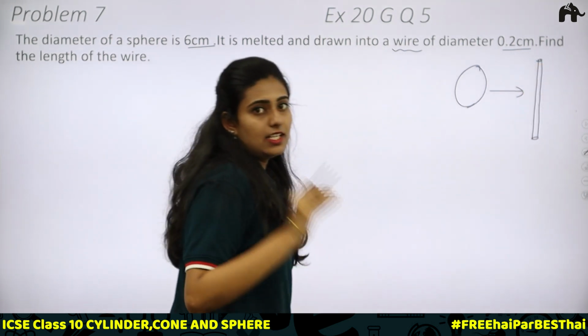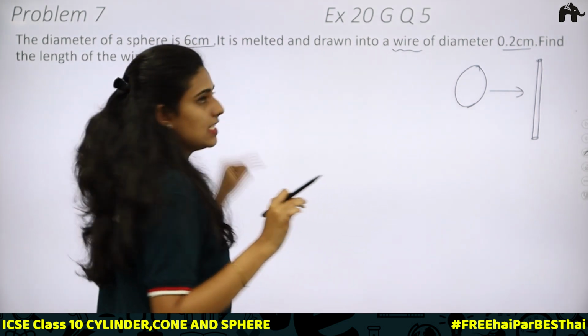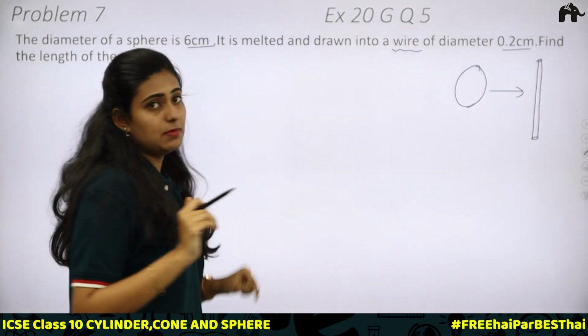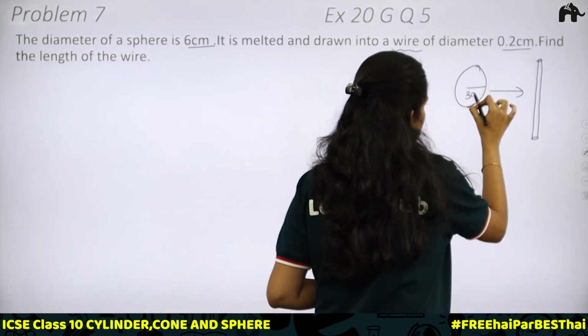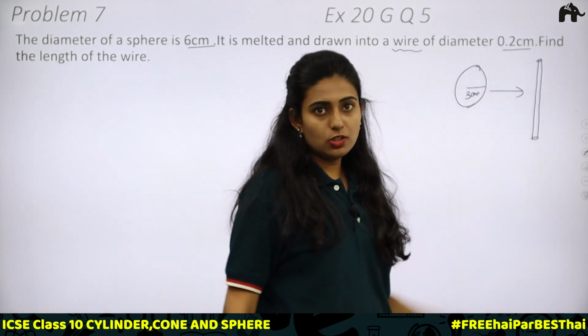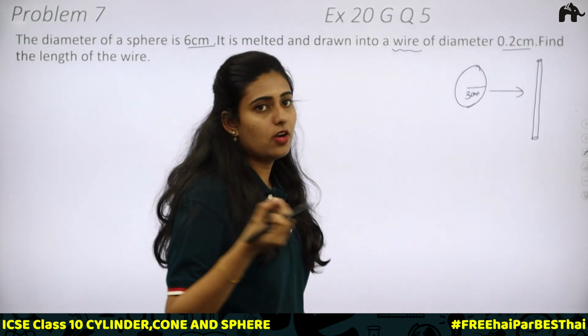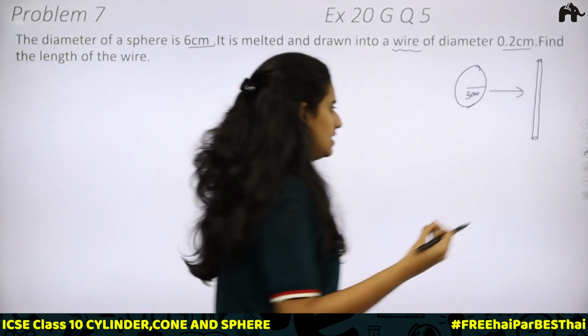Okay. So wire is a cylinder. Remember this point. Given the diameter of the sphere is 6 centimeter. If diameter is 6 centimeter, what is the radius? Radius will be 3 centimeter. Okay. Into a wire of diameter 0.2 centimeter. If diameter is 0.2 centimeter, then radius will be equal to 0.1 centimeter.